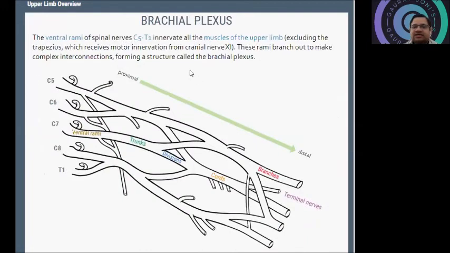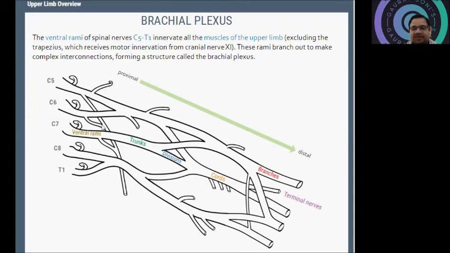Then the nerve supply of the whole of the upper limb is basically from the brachial plexus. Brachial means arm, plexus means network of nerves. The ventral rami of spinal nerves C5 to T1 innervate all the muscles of the upper limb, excluding the trapezius, which receives directly from cranial nerve number 11, which is a very important question. These rami branch out to make a complex interconnection, forming a network like the brachial plexus. Brachial plexus itself is a very big topic, and it has been described in other videos which are already present in my channel.